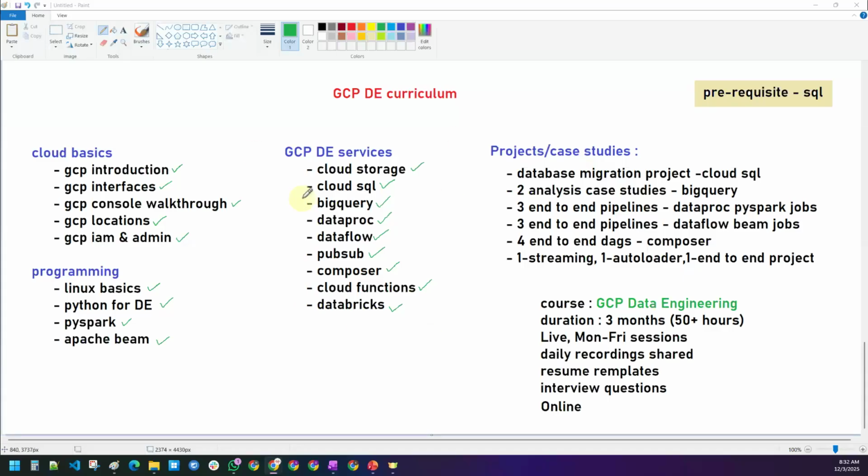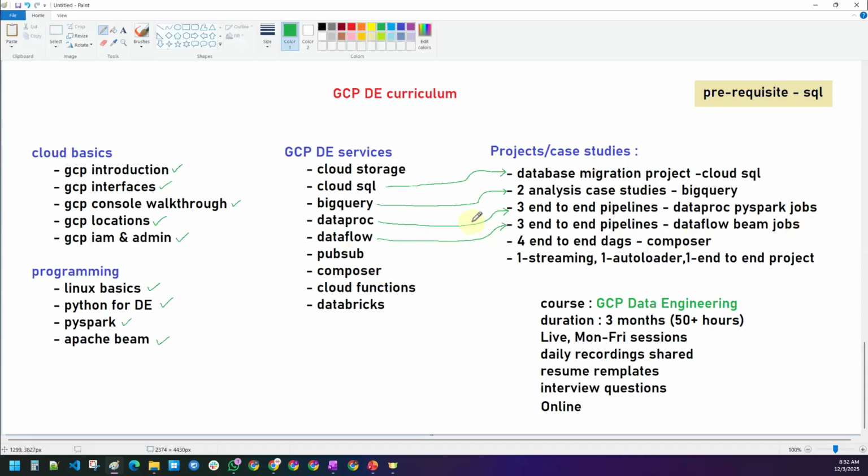While we are covering these, for example, in Cloud SQL, we will have a database migration project. When we are covering BigQuery, we will have two analysis case studies. When we are covering Dataproc, you will have three end-to-end pipelines with PySpark jobs. In Dataflow also, we will have three end-to-end pipelines with Apache Beam jobs.